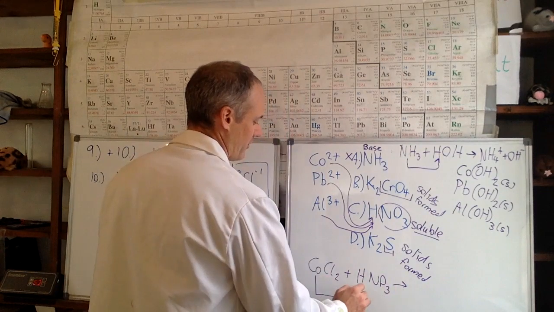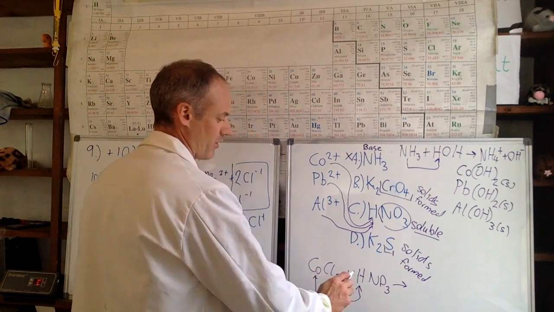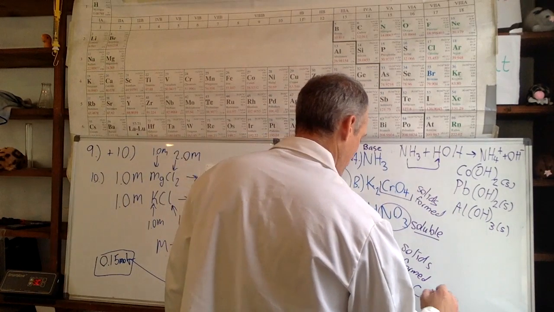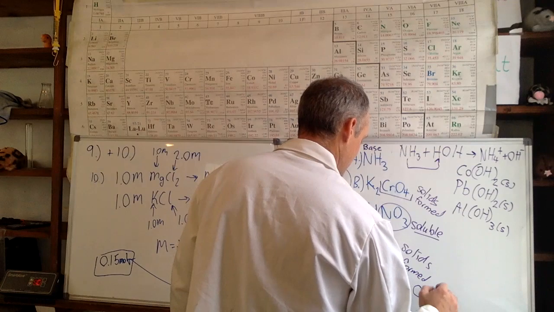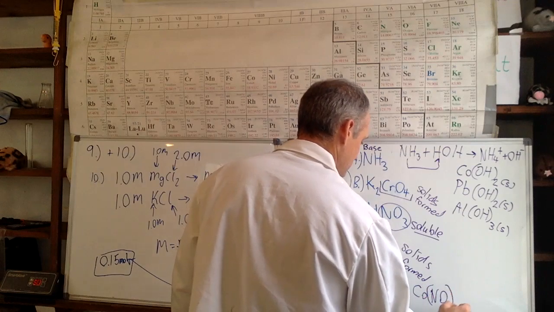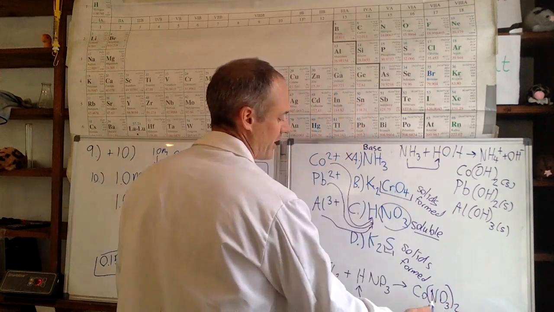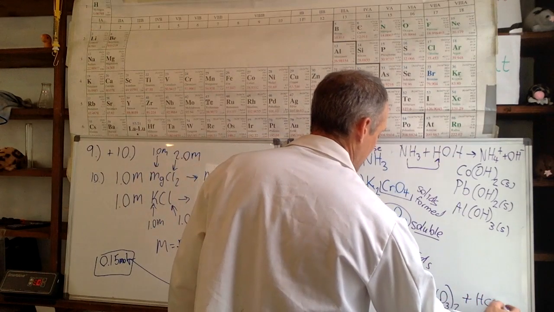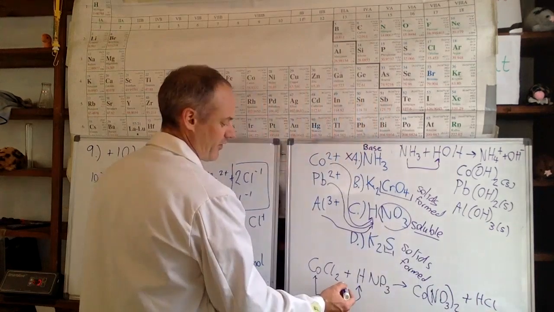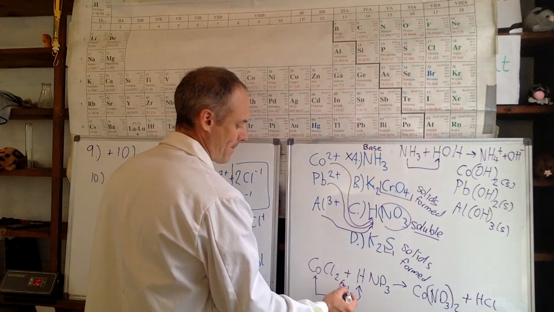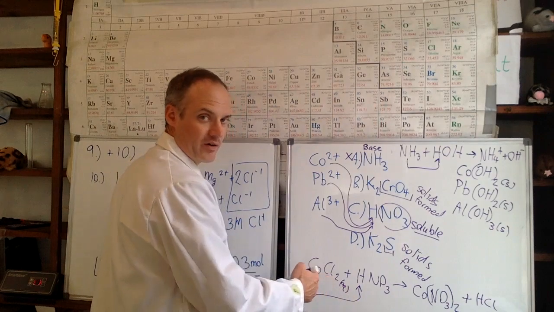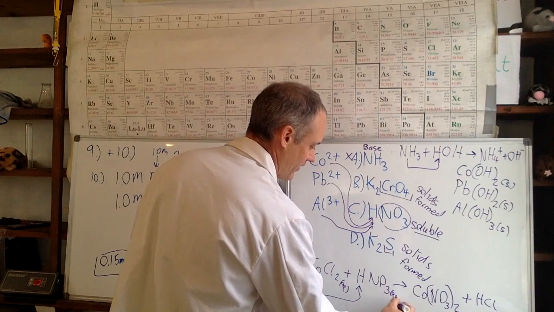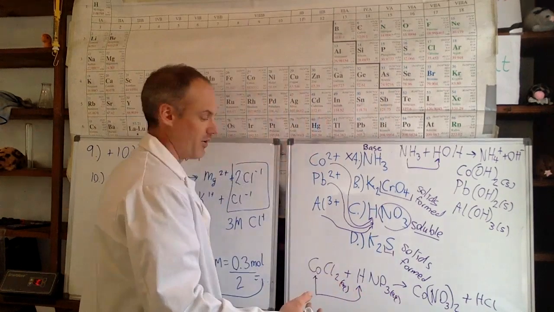It's a double replacement. So the cobalt goes there. So you end up with cobalt nitrate. Need 2 of those. Then you would look at, well, we got the other part, but I made up the chlorine, so it really doesn't matter. This is aqueous, because chlorides are soluble too. And then this is aqueous. As a strong acid, it has to be.